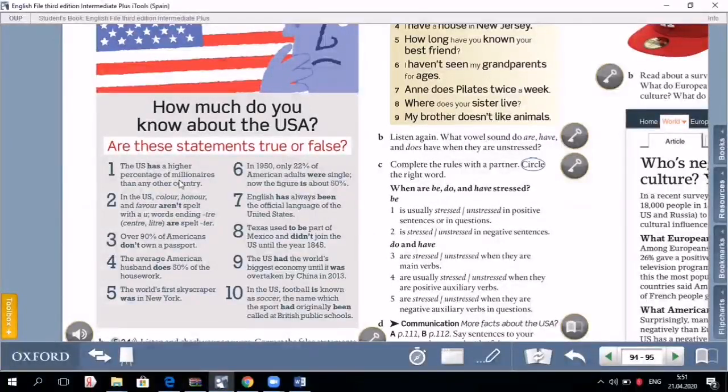For example, let's take the first sentence. The US has a higher percentage of millionaires than any other country. Do you think so? If you think so, you should say that America really is one of the richest countries in the world. Now let's take another one, number 10. In the US, football is known as soccer, the name which the sport had originally been called at British public schools. In Britain it's called football. In America they call this game soccer. These are interesting questions and you should just answer true or false.